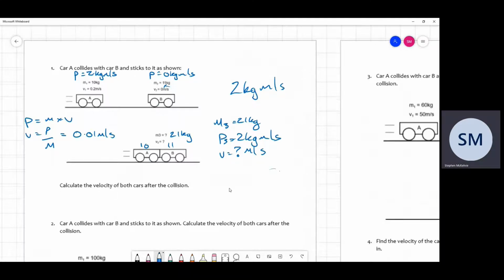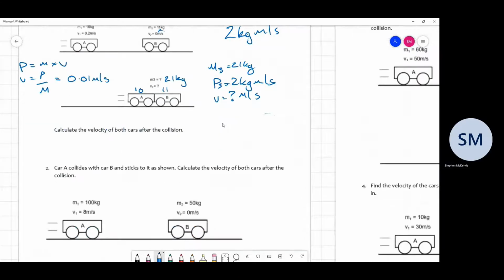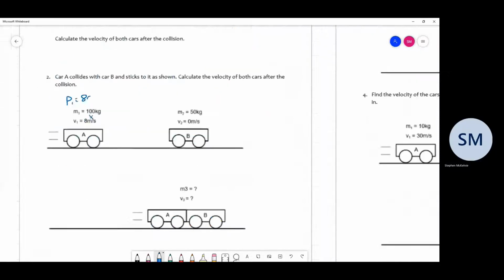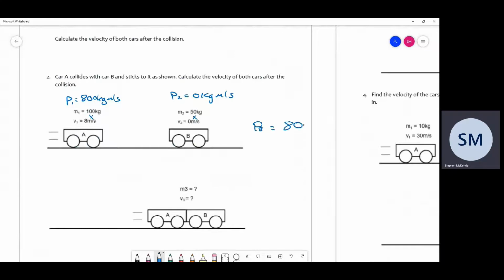Another example, car A collides with car B. 100 times 8 gives me a momentum of 800 kilogram meters per second. 50 times 0 gives me momentum of 0 kilogram meters per second. Total, the momentum before, P1, I'm going to call that, or PB, whatever you like, 800 kilogram meters per second.